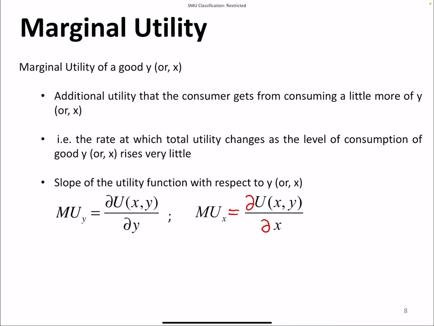What is the meaning of this mu x? How will you interpret mu x? Yes, very good. Mu x is how much additional utility you will get when you increase just a little bit of x, while fixing y. So whenever economists use this word marginal, whenever you see marginal utility, marginal something, it means that it involves the concept of derivative.